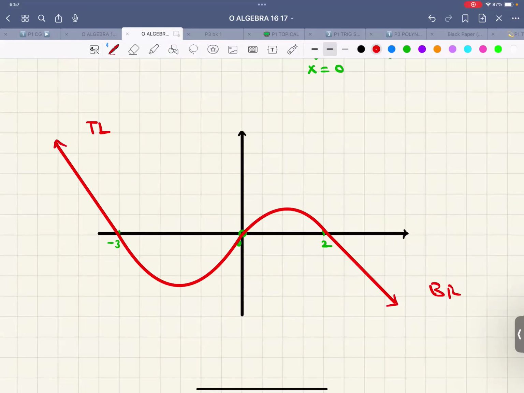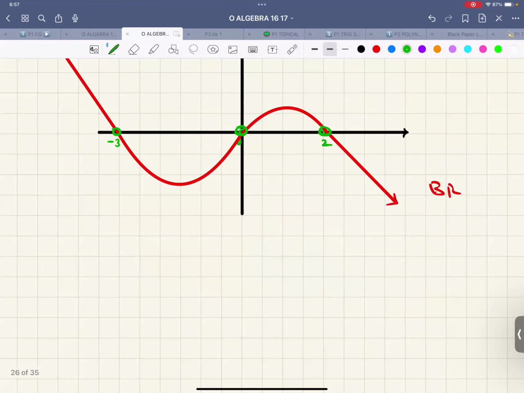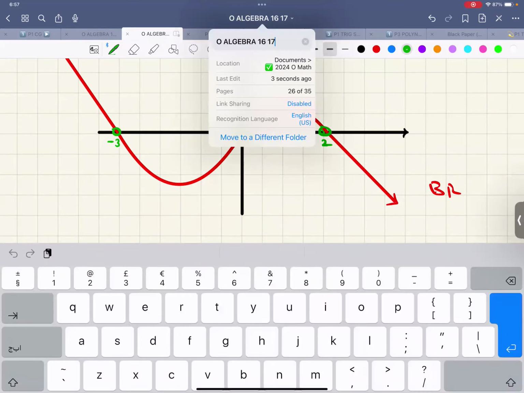It's passing through these 3 points. This is the first point. Let me mark it. This is the first point. This is the next point. This is the third point. So that completes it. Let me label it.